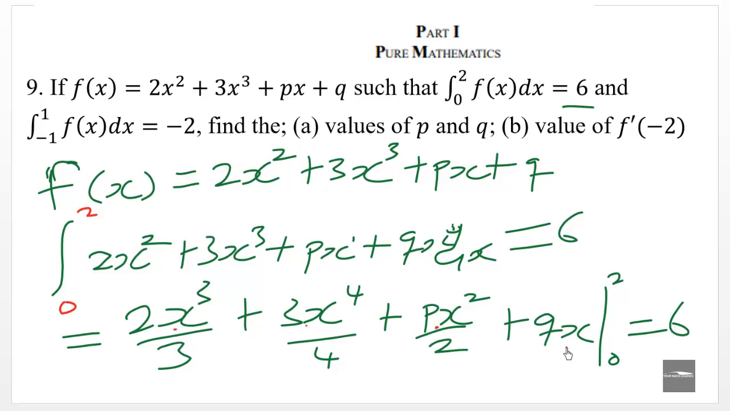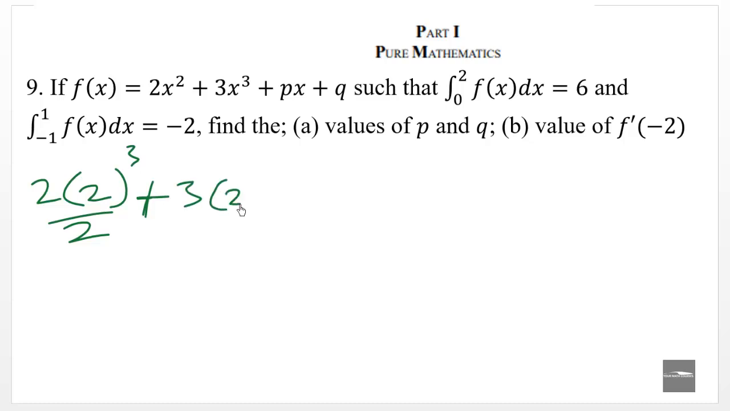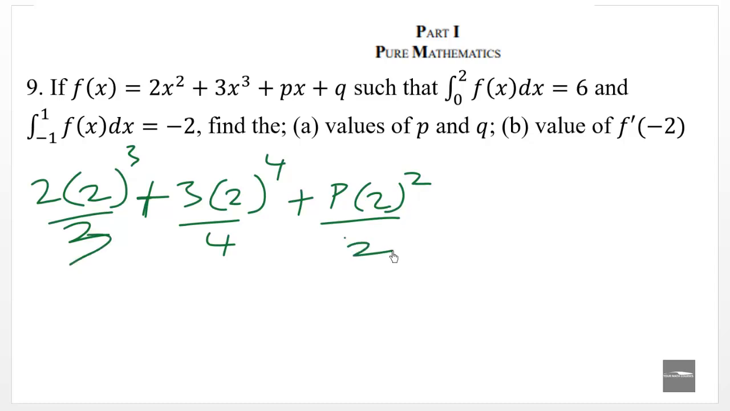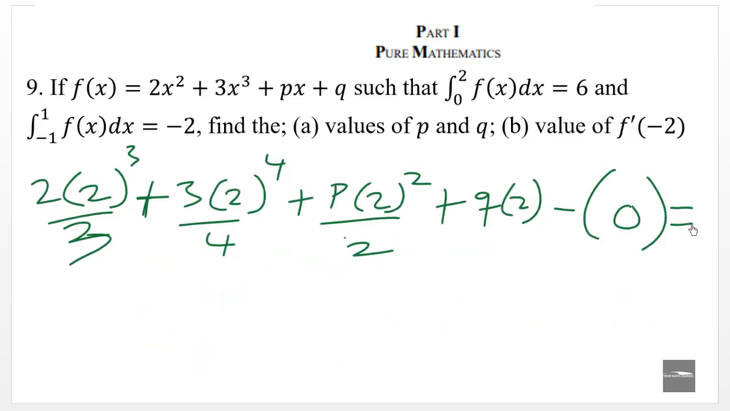So we now have to substitute the limits. We plug in 2. Substitute 2. Then we have to substitute 0, and that will give us 0, because when you plug in 0 here, everything will be 0. So that will be equal to 6.